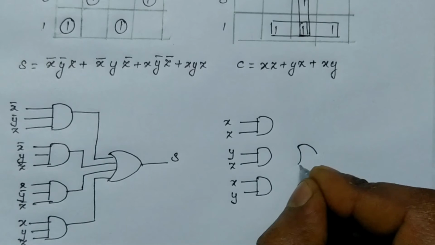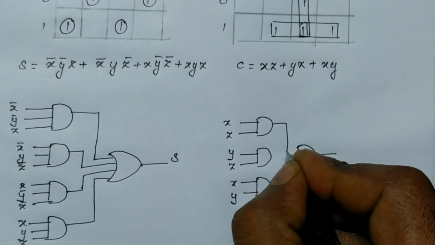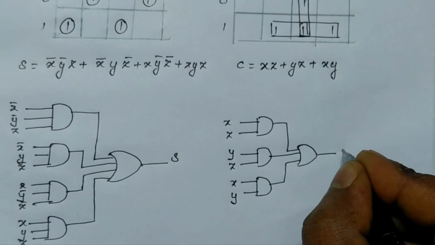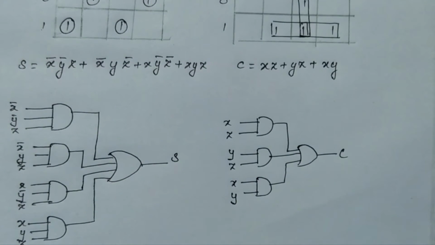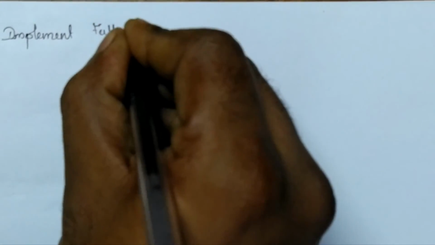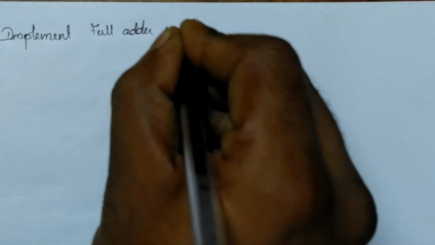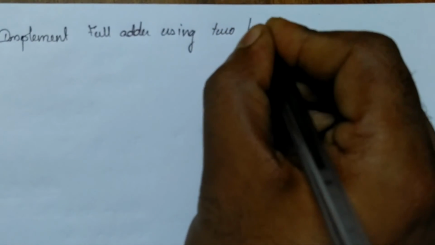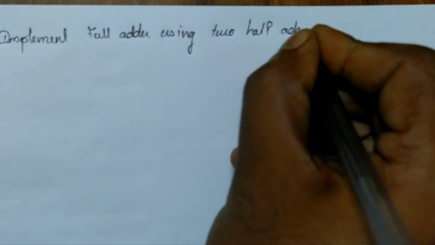Finally we need to perform the OR operation. So this is equal to carry. This is the implementation for carry. Sometimes the question may be asked like, implement full adder using 2 half adders.